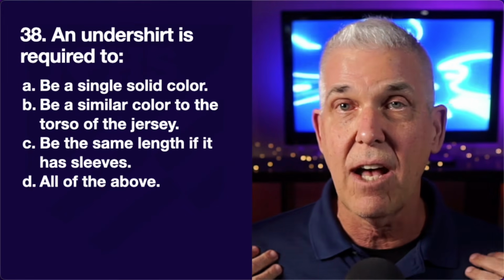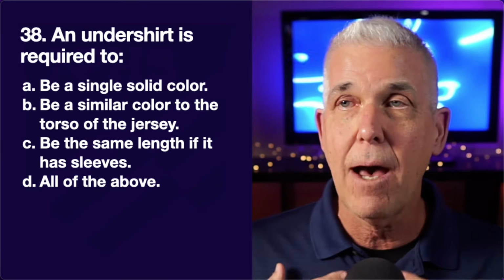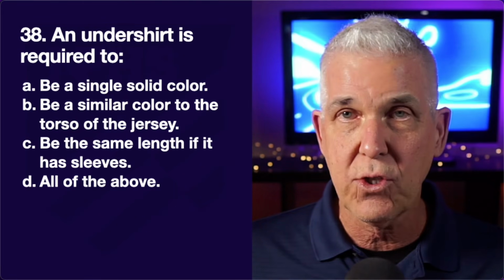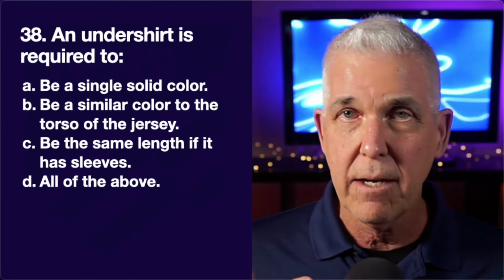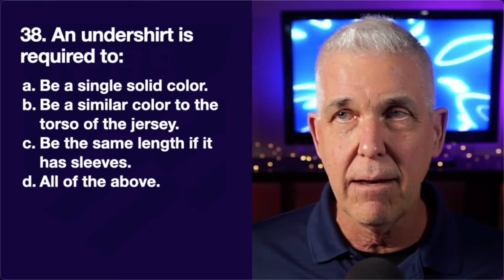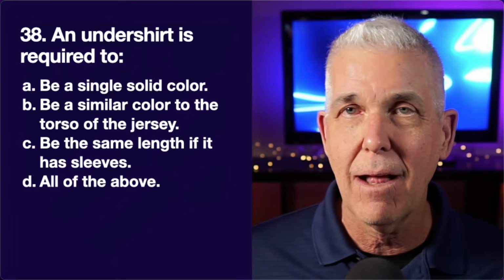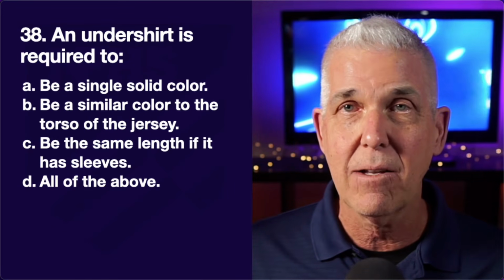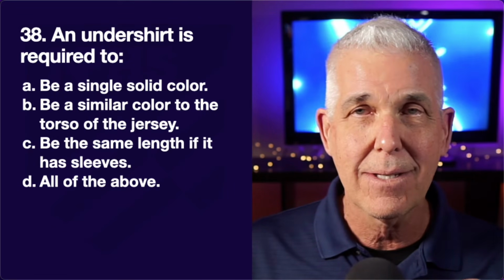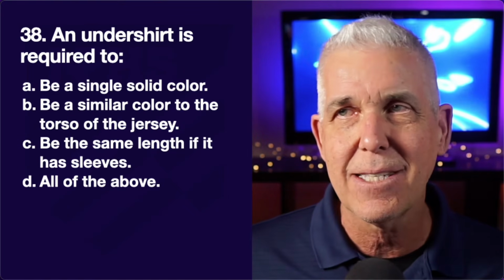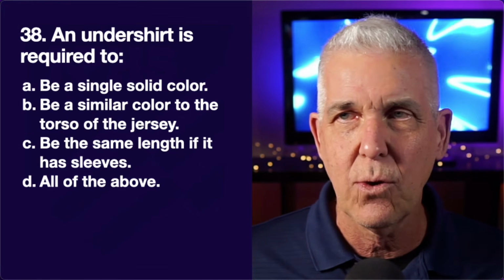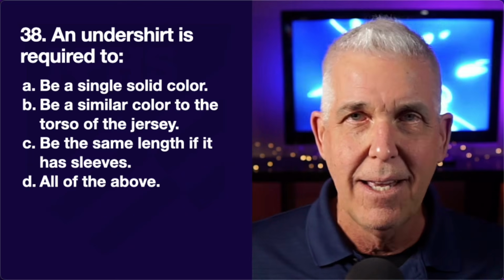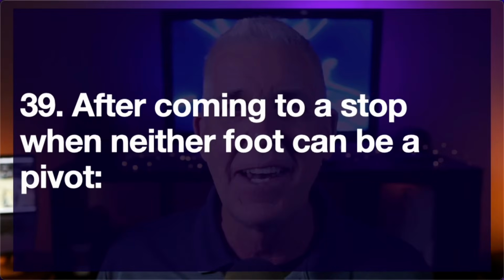It is a single solid color similar to the predominant color of the torso of the jersey. Green jersey, green undershirt, similar color. The green undershirt is required to be an exact color match. Could it be slightly lighter, slightly darker? Yes, it has to be similar color to the torso of the jersey. And let's move on to question number 39.